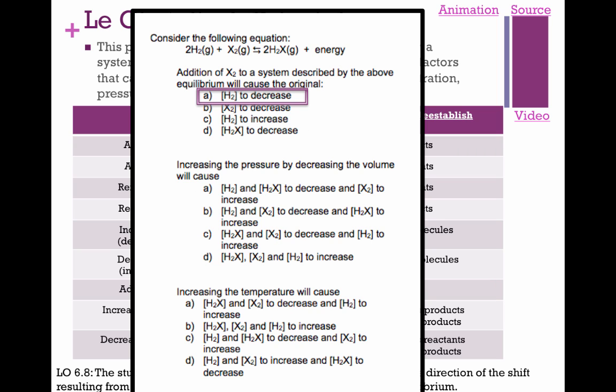And so that means that we need to figure out which of these is going to happen. So we're making more products, which means we're using up the excess X2 that we've added, but we're also using up the H2. So as we make more products, we also use up our reactants.